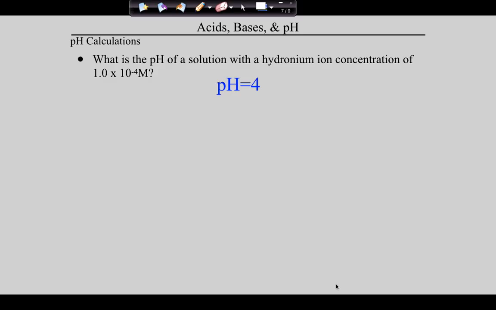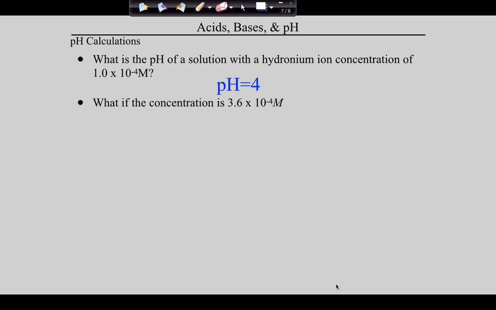But now watch this. What if the concentration of hydronium ion is 3.6 times 10 to the negative 4th? What's the answer? It's not 4 anymore. Do you see it? Why is the answer no longer 4? Because this is no longer a 1. When this is 1 times 10 to the negative 4th, the pH is 4. If this is not a 1, the answer is not 4, and now we need to solve it.